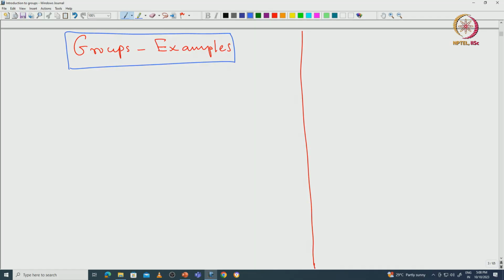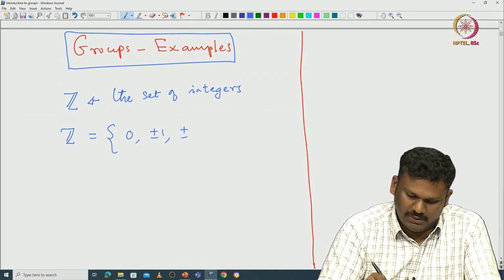Welcome back everyone. In this lecture we are going to see many examples of groups, and then we will actually focus on subgroups of the group of integers. To begin with, let us start with the group of integers, which is denoted by Z. So this is the set of integers. Very explicitly, this is 0, plus or minus 1, plus or minus 2, and so on.